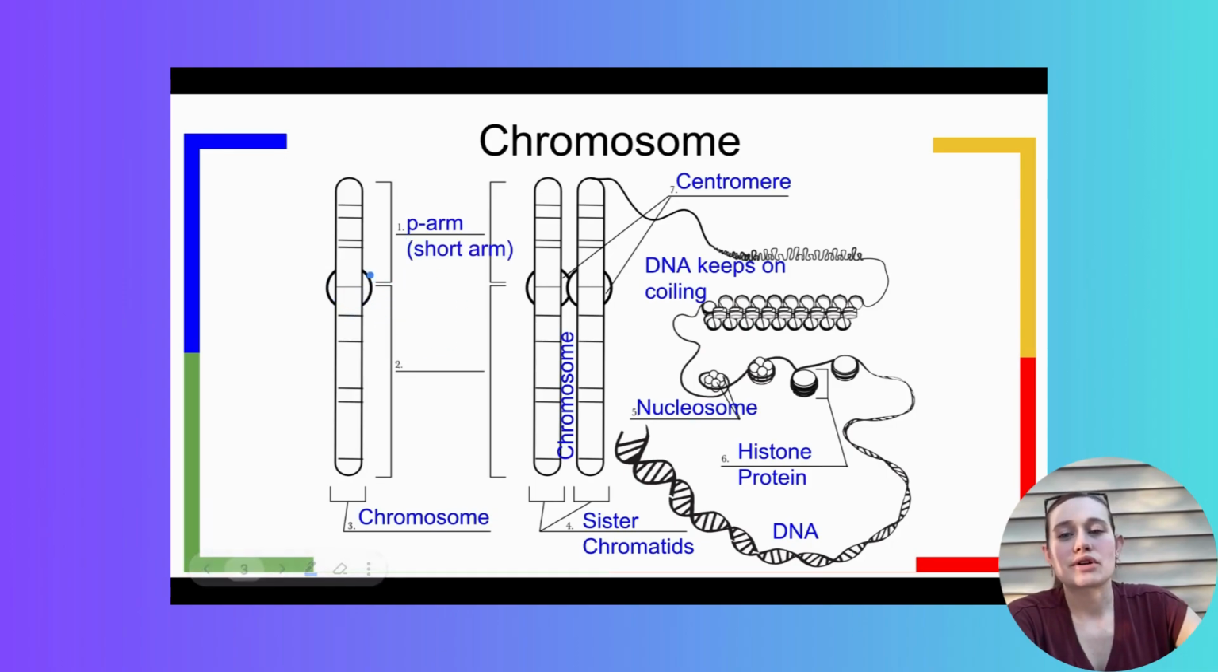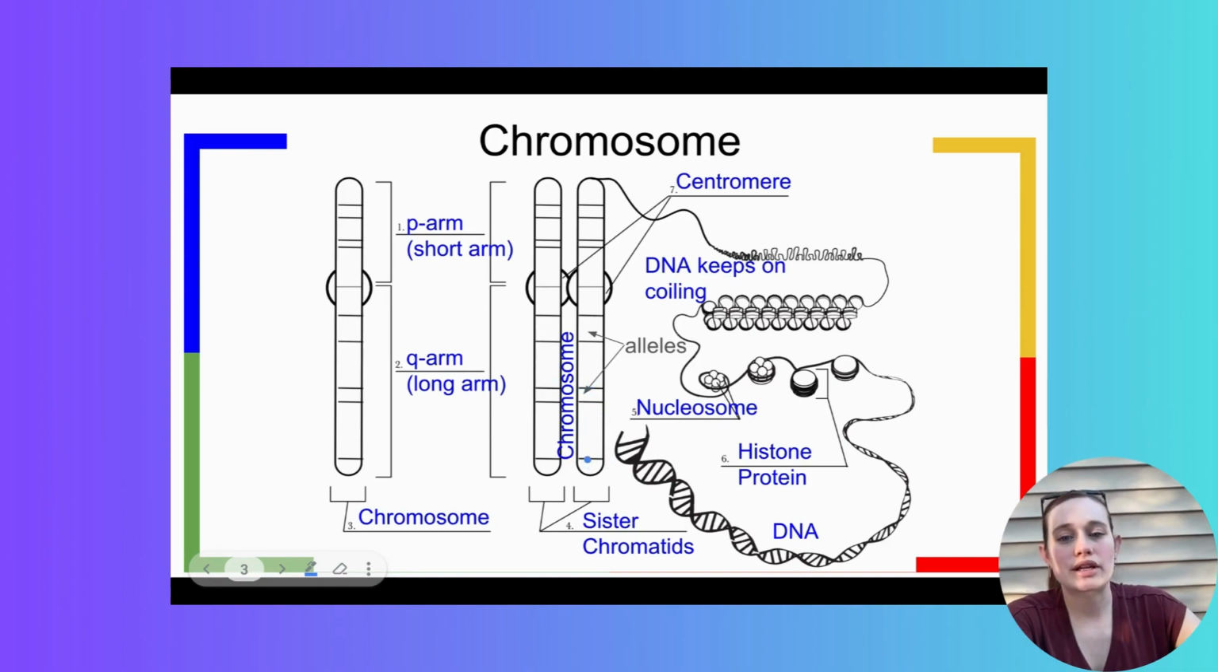Also, parts of our chromosomes: the short arm near the centromere, the shorter part past the centromere, we call the P arm, also known as the short arm. And the longer section of the chromosome past the centromere, we call the Q arm or the long arm.